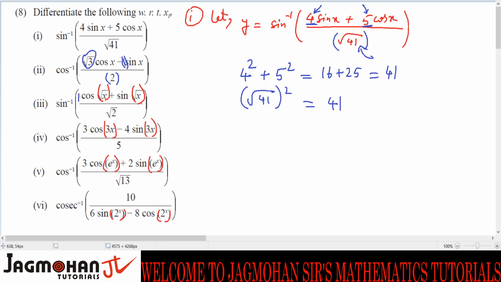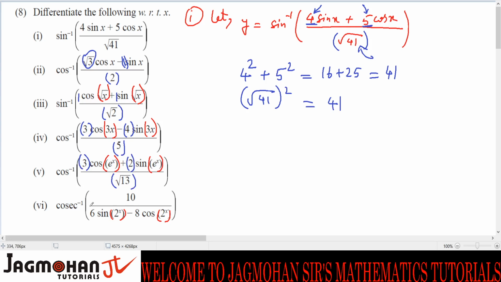What I am asking you to look at is the coefficient of cos and sine in the numerator. The coefficient of cos here is 1 and the coefficient of sine here is 1. The sum of squares of these coefficients is equal to the square of the denominator. That is true in each and every case. 1 square plus 1 square is equal to root 2 square. 3 square plus 4 square is equal to 5 square. 3 square plus 2 square is equal to root 13 square.